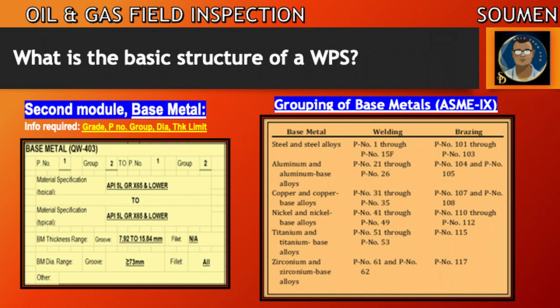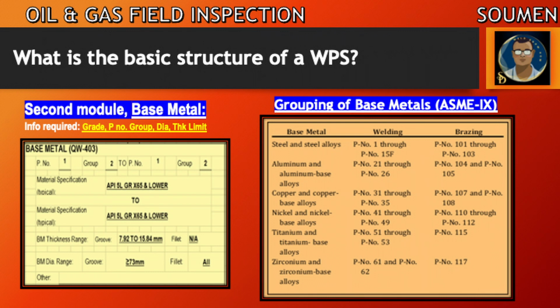Second module is base metal. There is QW403. So if you go to QW403 in ASME Section 9, you will find the base metal information over there, their ranges, their restrictions, everything. It will be different if we qualify the procedure through API 1104. Then this QW needs to be deleted and we need to put the exact para number for API 1104.